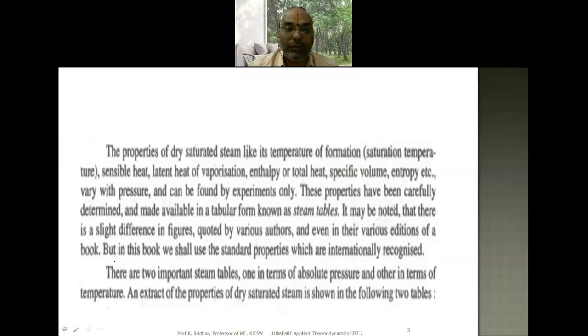So I already told you that here we have wet steam, dry steam, as well as superheated steam. The steam tables are basically categorized into two types. The first one is known as the pressure tables and the second one is known as the temperature tables. So here you can see the following two tables: the pressure table and the temperature table.